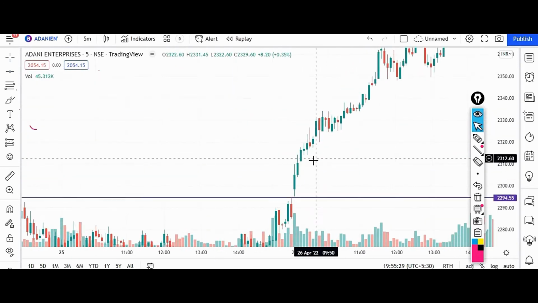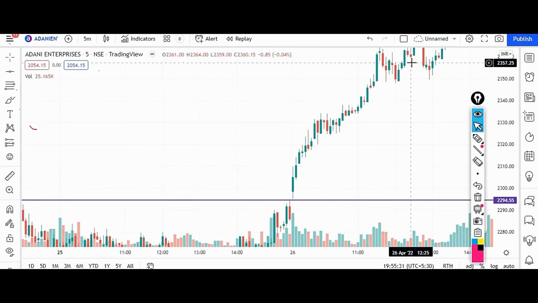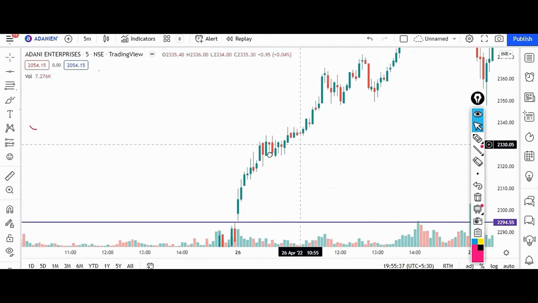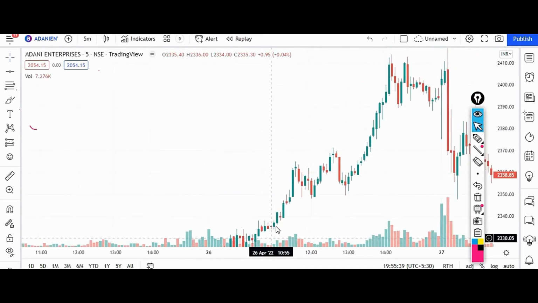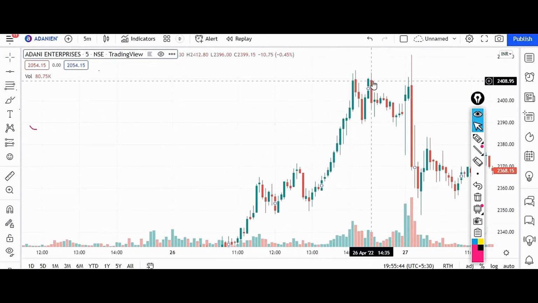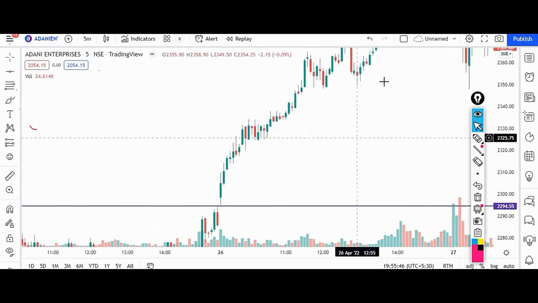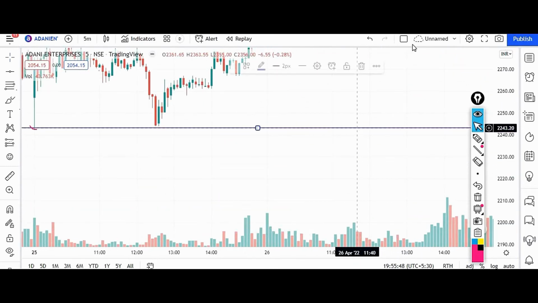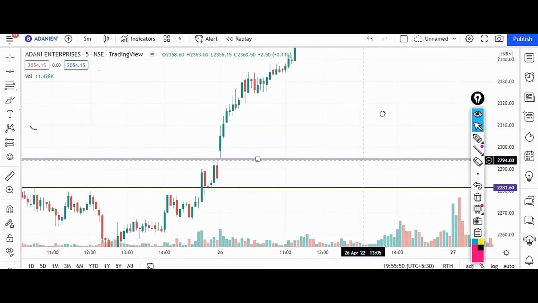Open above, see the move. See the move, how good it is. You just put your SL just below this level. See the move. Okay, if you entered here on this candle, you exited here. End of the day. Okay, let's mark levels for the next day.